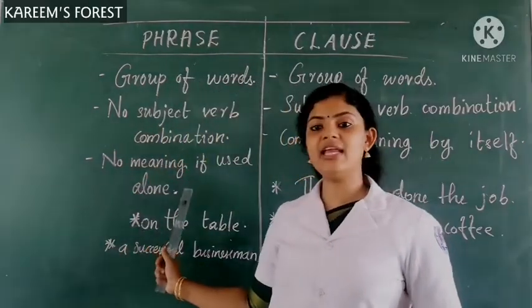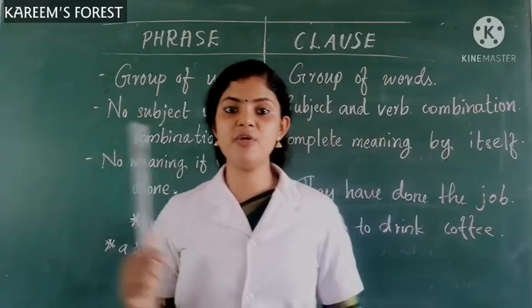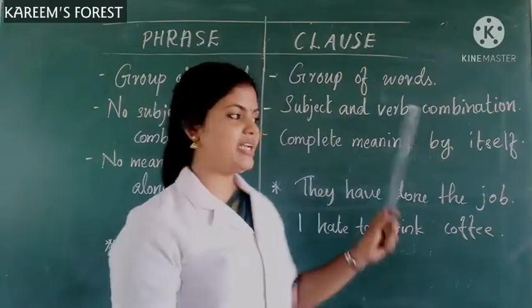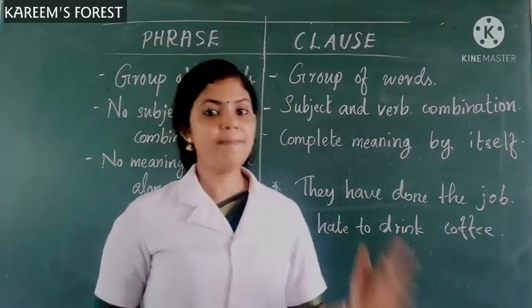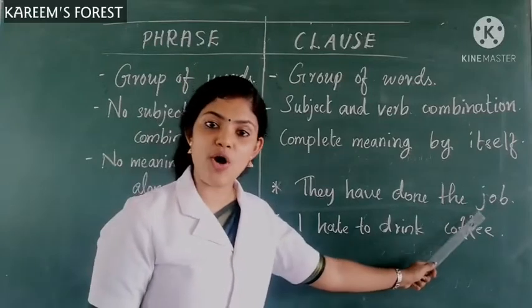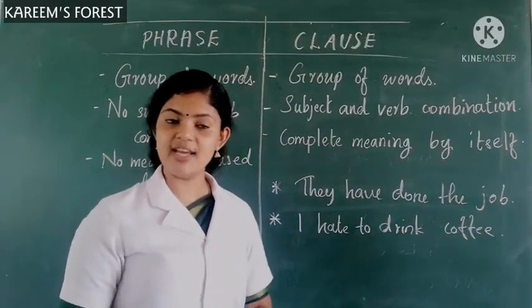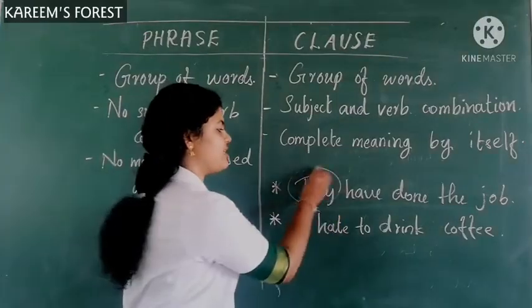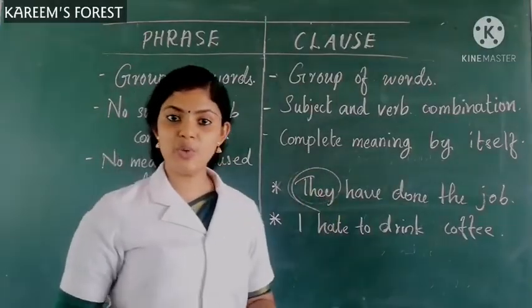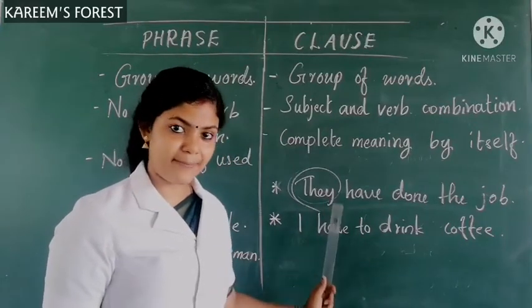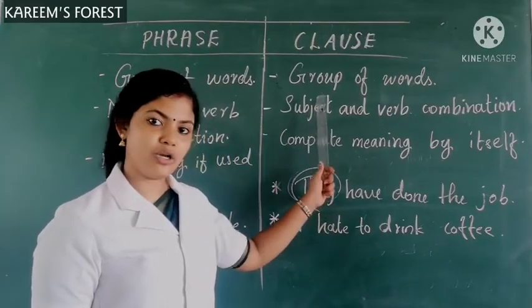Here, no meaning if it is used alone. If we use a phrase alone, there will be no meaning. But here there will be a meaning. For example, they have done the job. Can you see any subject? Yes, they. They is the subject. Subject is the person doing the action. So if a subject is there, that is a clause.